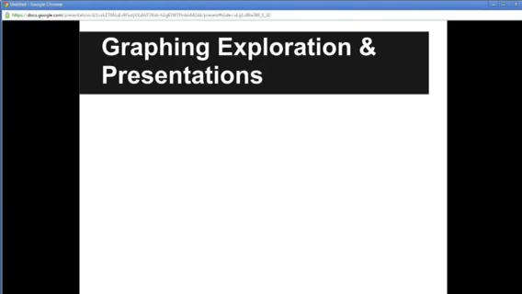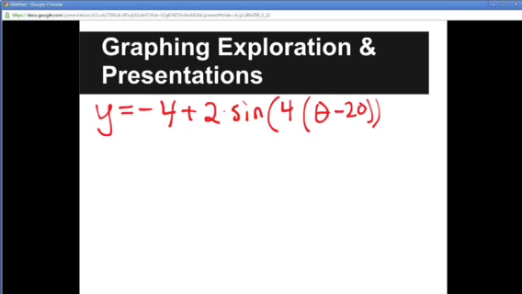Alright, so this is just an example of some graphing transformations using our general sine curve. If we're given this equation, we need to first identify what transformations we have happening. The -4 is going to be our vertical shift, our 2 is going to deal with our amplitude, the 4 inside the parentheses is affecting our period, and finally the -20 with the angle is going to be our phase shift.